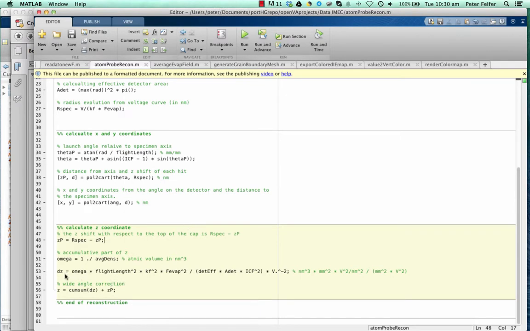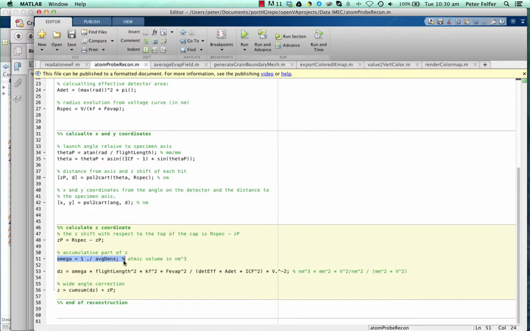And in order to calculate the accumulated amount of dz of volume that we've evaporated, we'll just use the formula here. So we just sum up the volumes and divide it by the actual. So the dz is the atomic volume that you're removing, divided by the effective area of specimen that you're currently evaporating. And this is just simply what this formula here is.